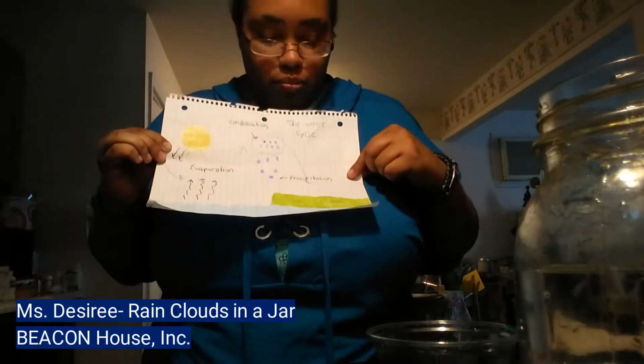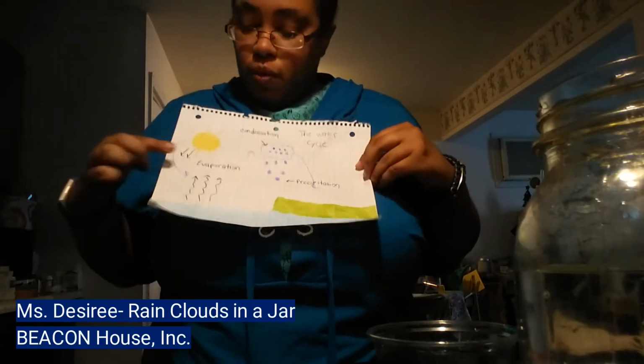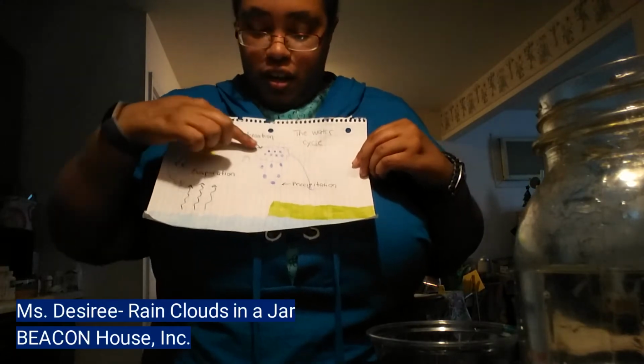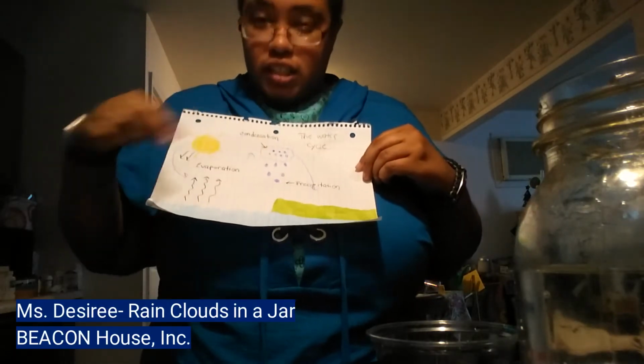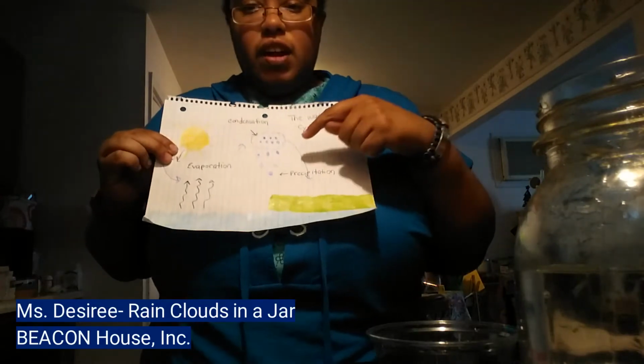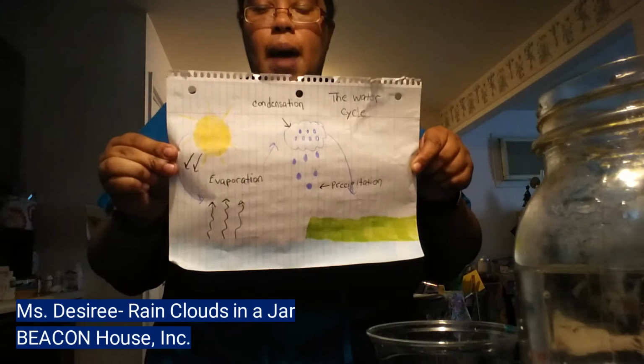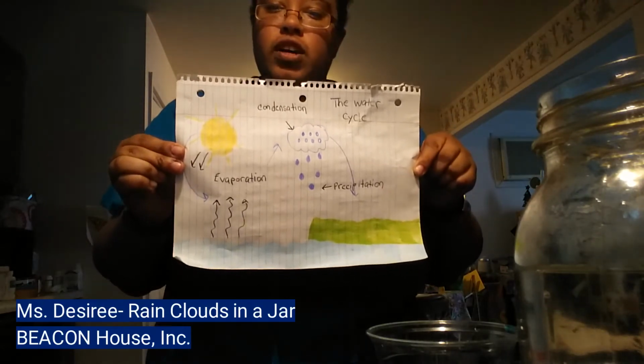This is called precipitation. So we have the water coming up. That's evaporation, and then it turns into clouds. That's condensation, and then it rains down, and that's precipitation. And it happens over and over and over, and that's what makes rain.